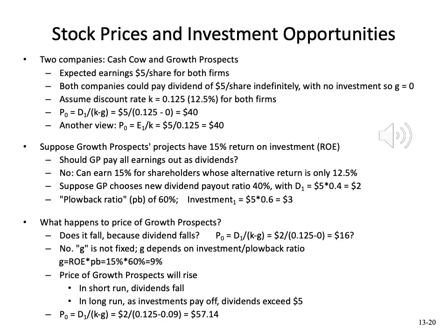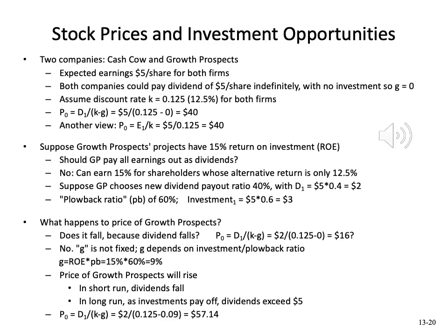Instead of paying out everything, now they only pay out 40%. With 40% payout ratio, the dividend will be $5 earning times 40%. That is $2. So the plowback ratio will be the remaining $3 or 60%. So the investment in the next period will be $3. Let's see what happened to the stock price of the growth prospect.